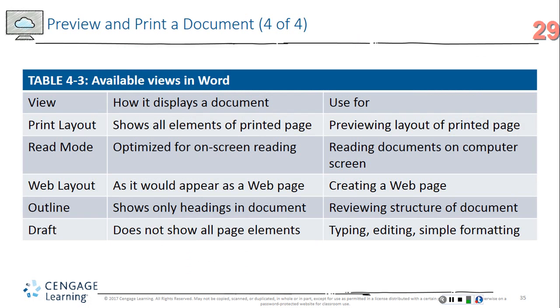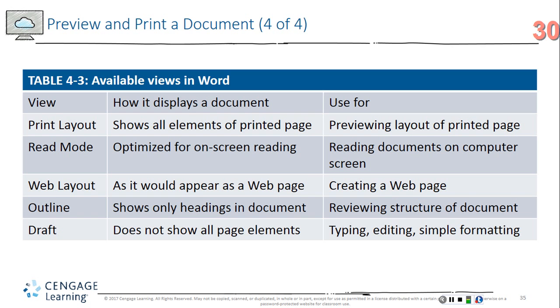And then lastly, the views that are available in Word. Views meaning the different views to view your document. Looks like there's 5 of them. You have print layout, which shows all the elements of a printed page, and that's used for previewing the layout of a printed page. Read mode is optimized for on-screen reading. Reading documents on a computer screen, usually that's 2 pages side by side. Most of you may have seen that.